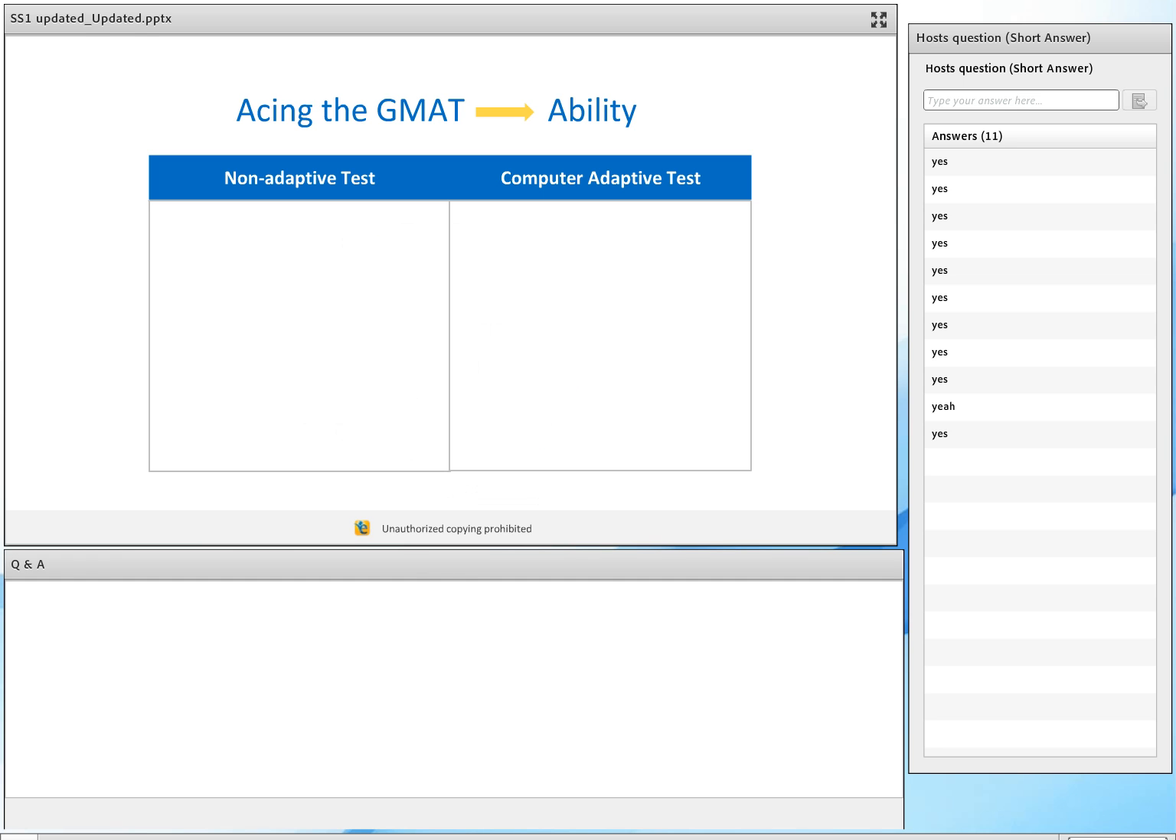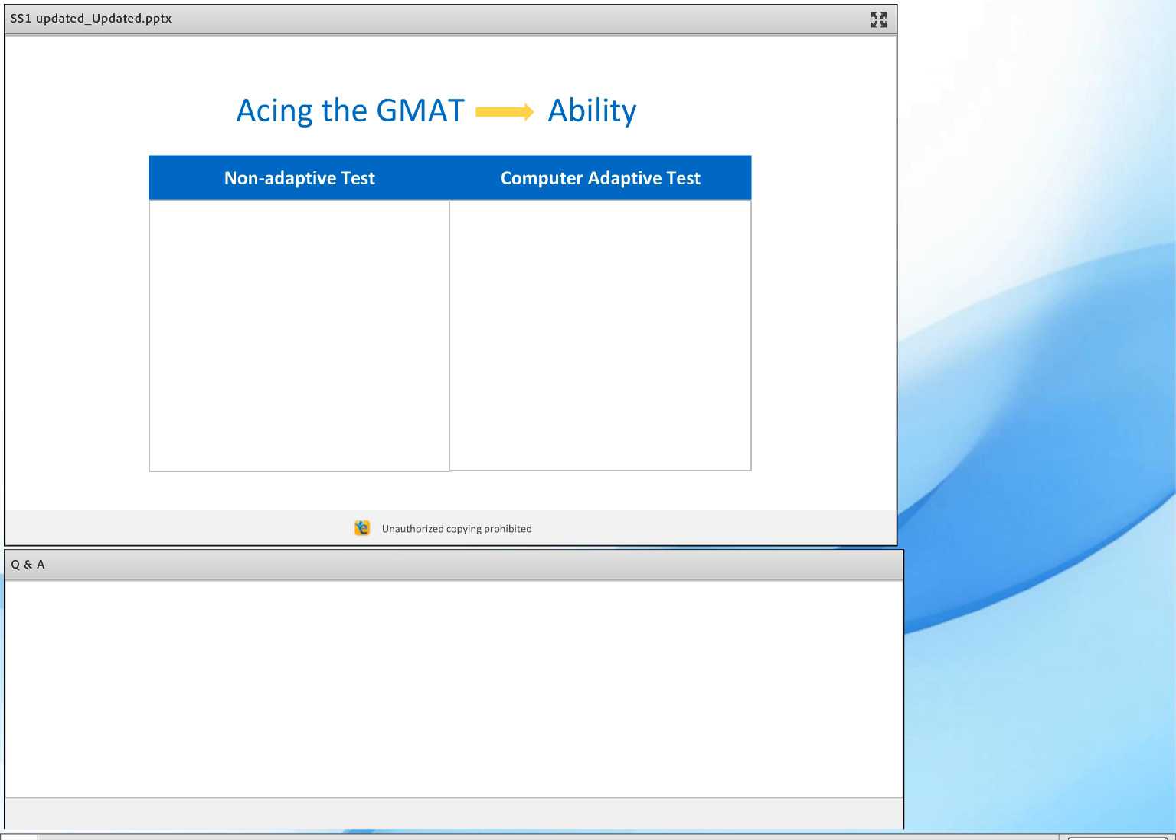Okay, now how many of you have taken a non-adaptive test, such as the Indian equivalent of the GMAT, which is the CAT, or the GRE? How many of you have taken that or are aware of it? Actually, let me just put in a yes/no poll question. How many of you have taken a non-adaptive test such as the CAT or the GRE?